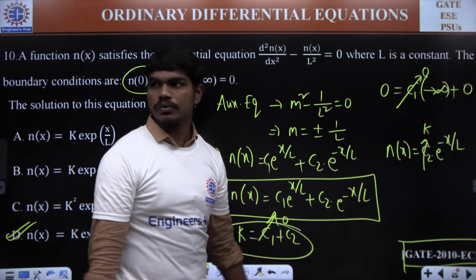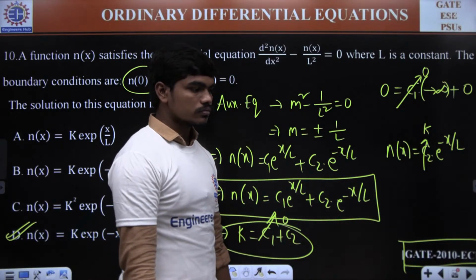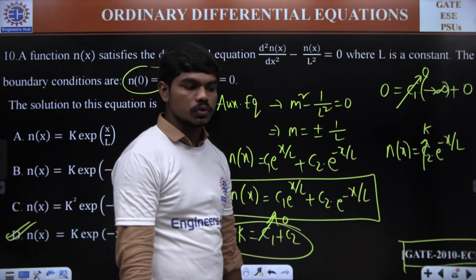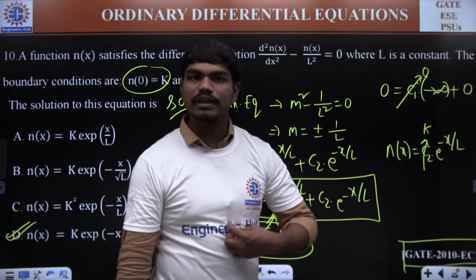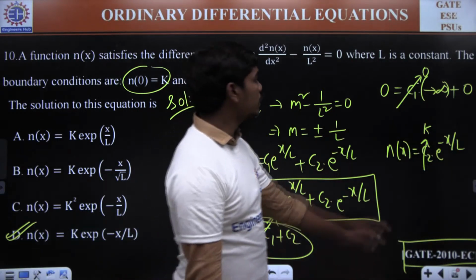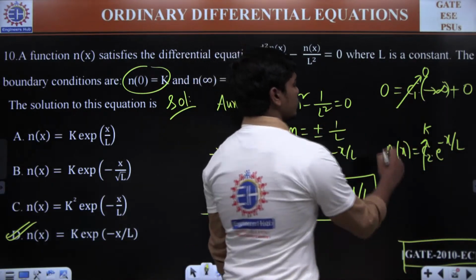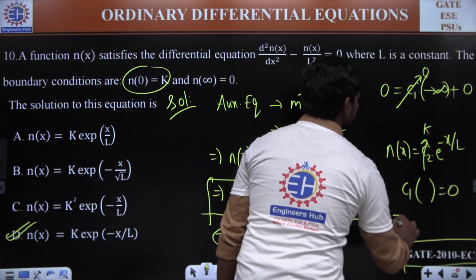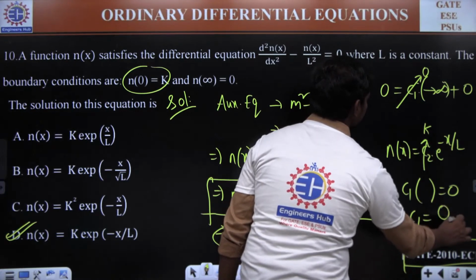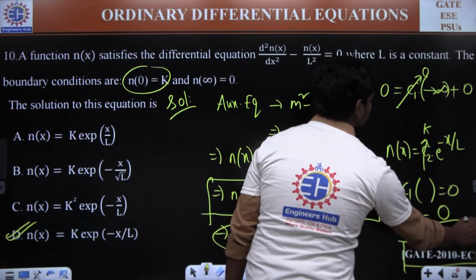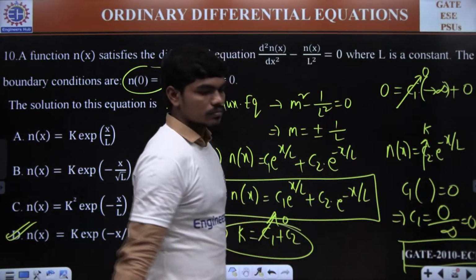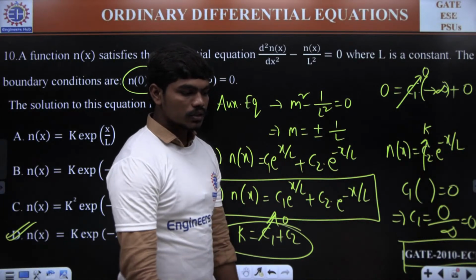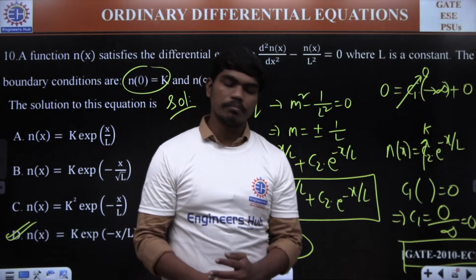Is that clear to all of you? Did you all understand this problem? Did you understand why I took c1 is equal to 0? Normally you feel that c1 into some quantity is equal to 0 means c1 is equal to 0 divided by a very big value, which is 0. So the answer for this is k into e power minus x by L.